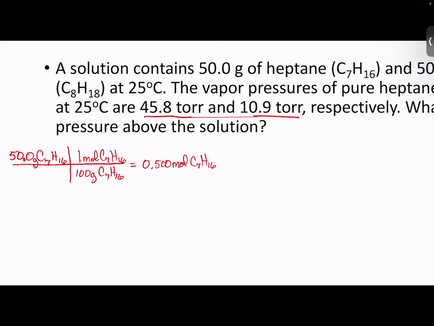I'm going to do the exact same thing for my octane. I'm going to convert the 50.0 grams of octane into moles of octane, with the fact that the molar mass of octane is 114 grams per 1 mole. Which is 0.439 moles of octane.